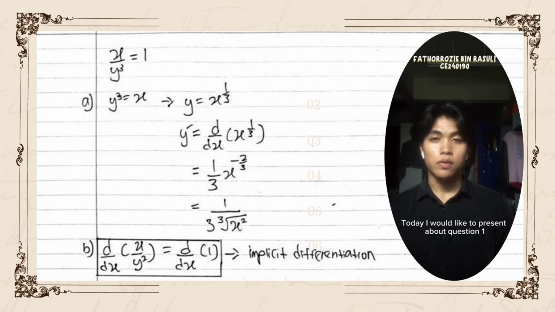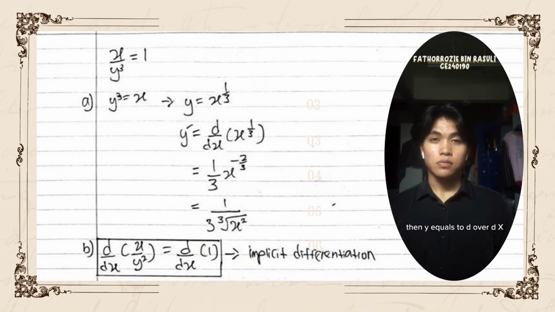Today, I would like to present question 1 from the project Multivariable Calculus. For question 2, the first one is x over y squared equals 1, where y to the power of 3 equals x. It becomes y equals x to the power of 1 over 3.